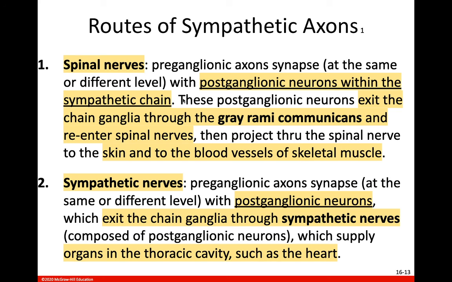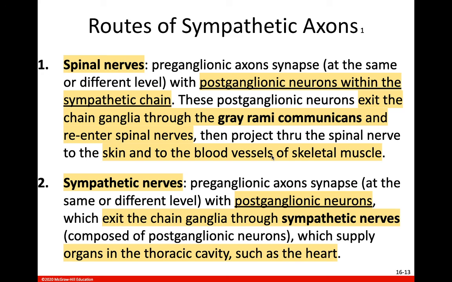So again, basically these preganglionic axons are going to synapse in the chain ganglia, and then the postganglionic neuron will go back into a spinal nerve, and that spinal nerve will innervate your skin and blood vessels of your skeletal muscle.